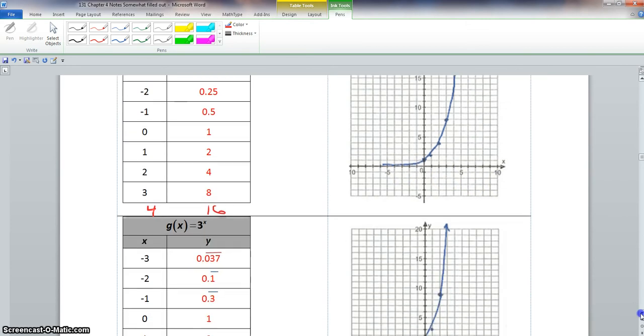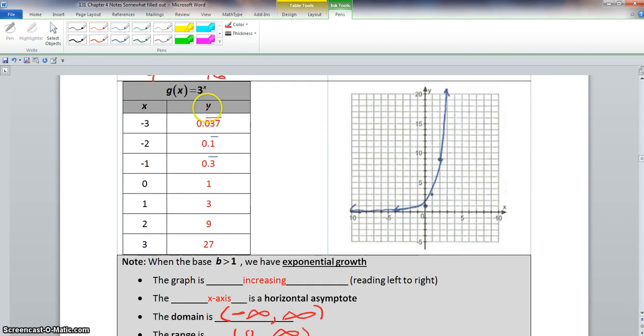Now, we scroll down here to g of x equals 3 to the x. What we would do here is we would do like we did in the previous problem, substitute in negative 3 for x and type it in your calculator. If you notice here, you will have some repeating decimals, and I put the repeating decimal bar over the numbers. After you put in these numbers here, you need to graph them, and of course, the graph will be approximate. So what we have here is our graph.